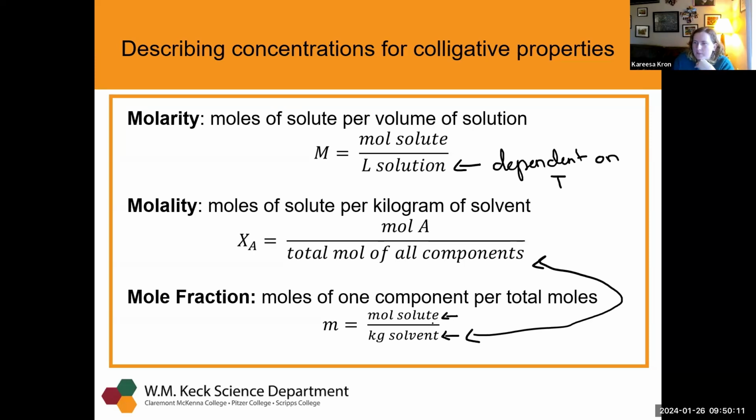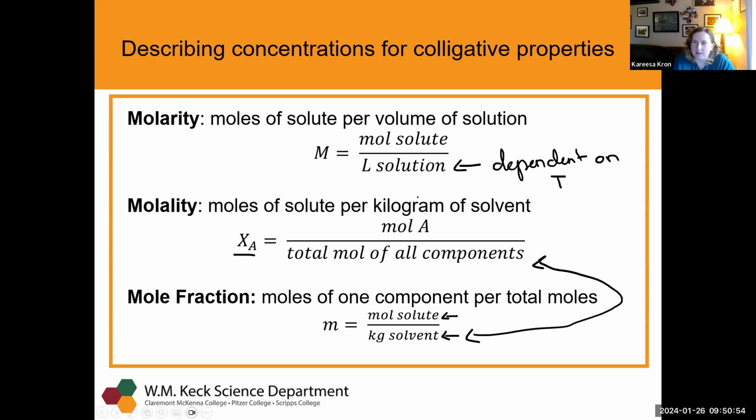Another way that we can describe relative amounts of a solute versus a solvent is using mole fraction. We represent it with X_A, the mole fraction of A, and we define it as the moles of A versus the total moles of all components. So today, when we reference the concentrations for these colligative properties, we're going to use molality and mole fraction, because this more specifically tells us how our amounts of solute versus solvent relate to each other, and it's less dependent on the experimental conditions that we're operating in than molarity.